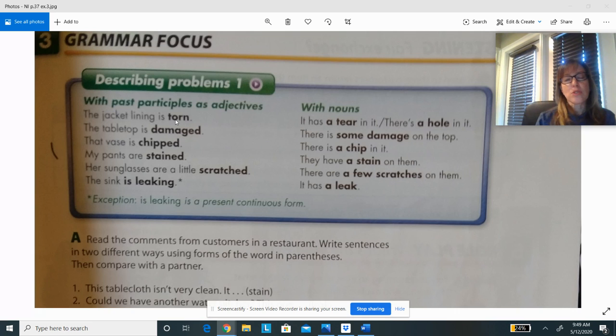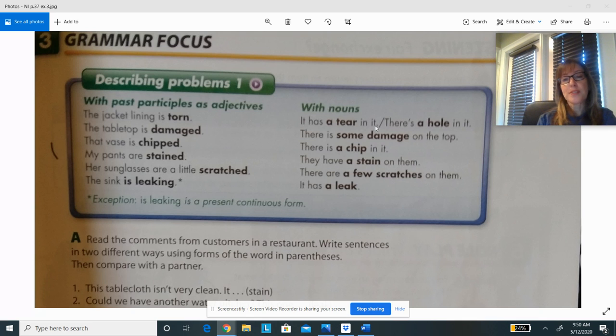Now, we can also describe a problem with the jacket by using a noun. If there is a noun form of this past participle, we will use that. It has a tear. This is pronounced tear, like when you tear a piece of paper. It's a countable noun, singular, so you use an article, a. And you also are going to use the word has instead of is. It has, singular for have, a tear in it.